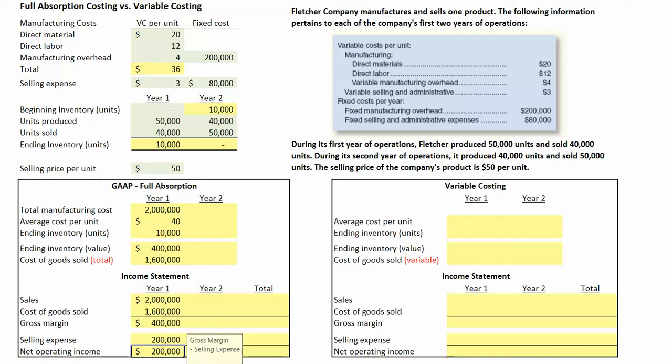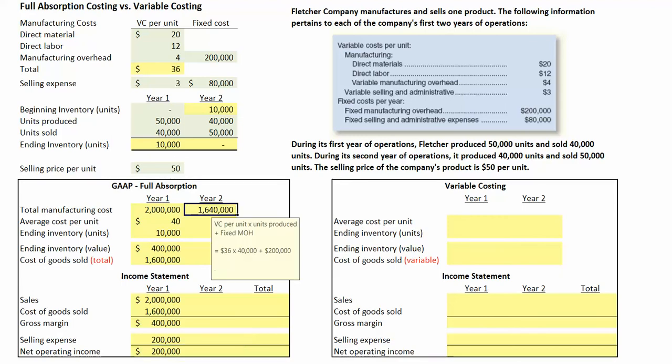$200,000. Year 2, our total manufacturing cost will be slightly lower because in year 2 we only produced 40,000 units, and 40,000 times 36 gives us our variable component, and we add to that the 200,000 in fixed manufacturing to get a total manufacturing cost in year 2 of $1,640,000. We divide this, of course, by the number of units we produced, which was 40,000, and we get an average cost per unit of $41 per unit.